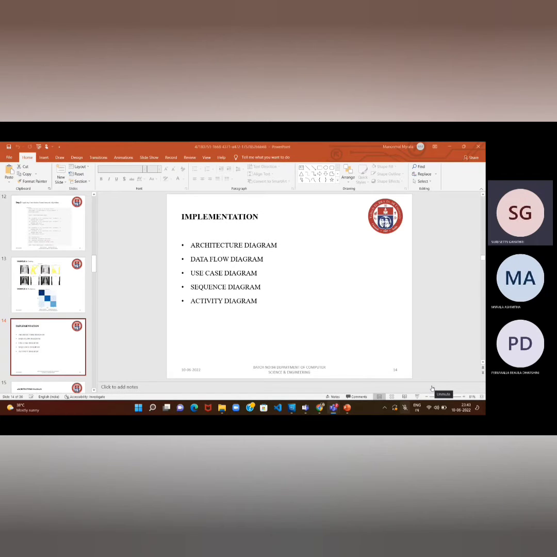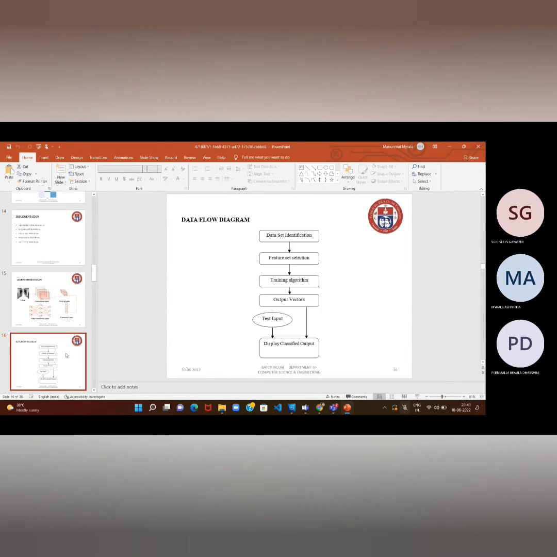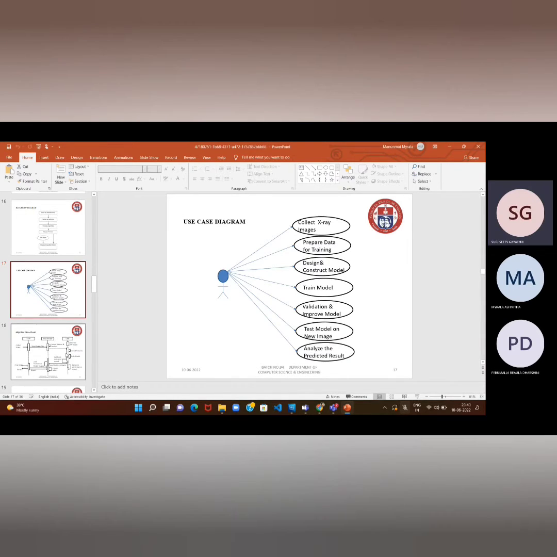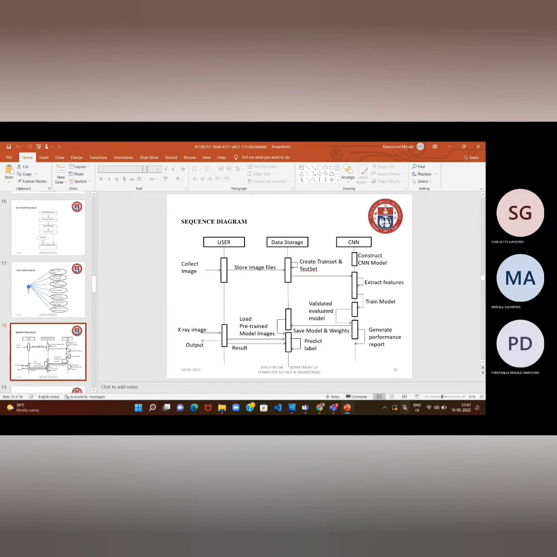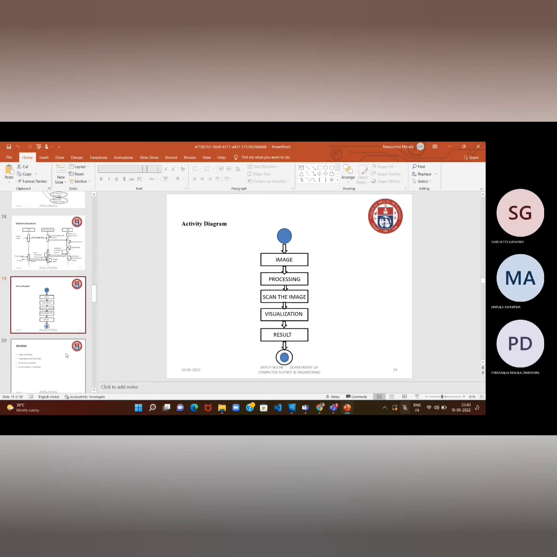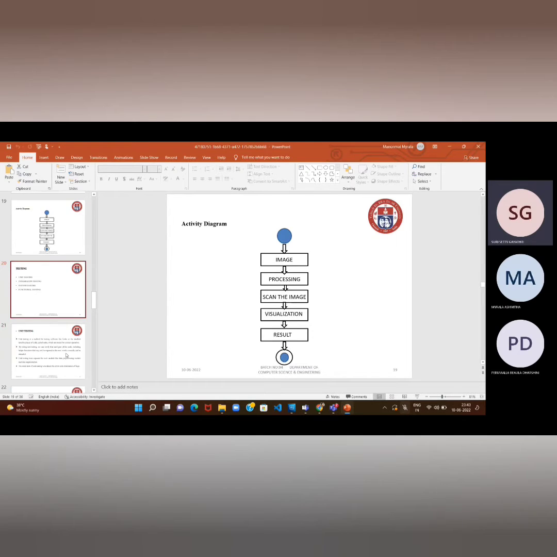This is the architecture diagram. And this is the data flow diagram. This is the use case diagram. And this is the sequence diagram. This is the activity diagram.